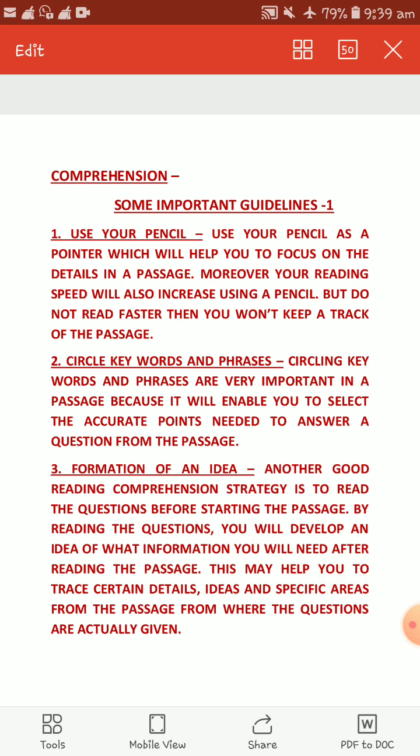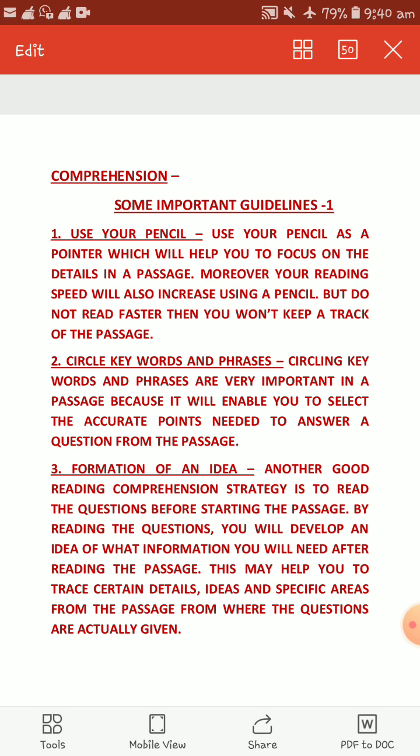So now let me move on to the next important point. Circle key words and phrases. This is very important. Just like with a pencil you can underline, and it will help as a pointer and help your steady reading speed related with the passage, similarly, another tactic or strategy that you can follow is circling the key words and phrases.